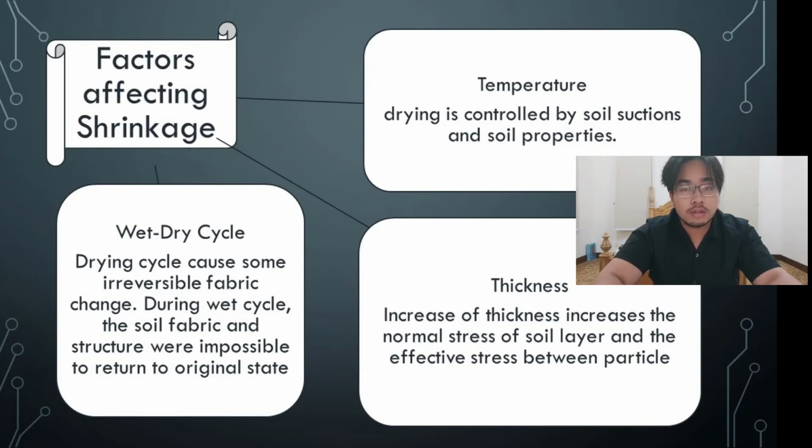Continue with factors affecting shrinkage. First, temperature. Drying is controlled by soil suction and soil properties. The second one is thickness. An increase in thickness increases the normal stress of the soil layer and the effective stress between particles. The third one is the wet-dry cycle. The drying cycle causes some irreversible fabric change. During the wet cycle, the soil fabric and structure are unable to return to their original state.